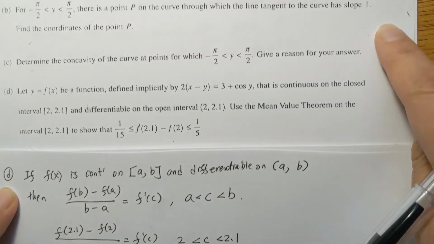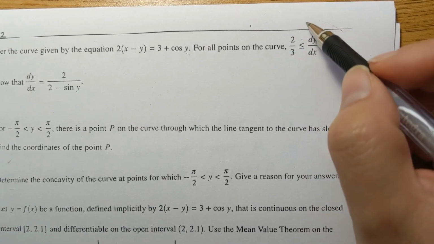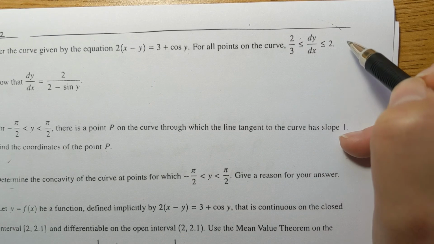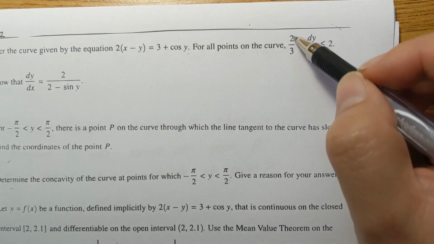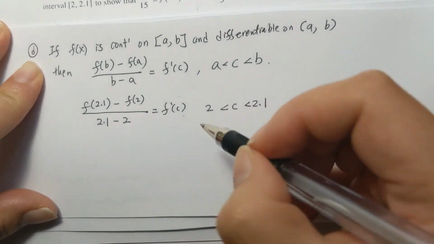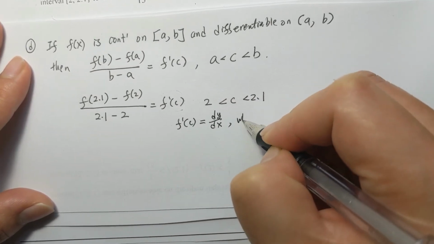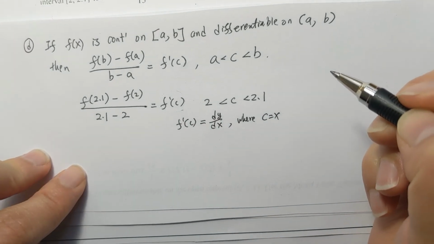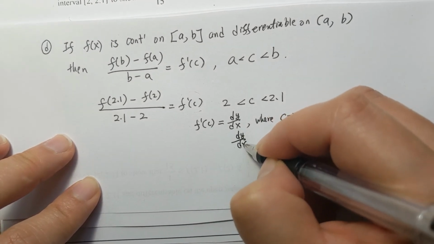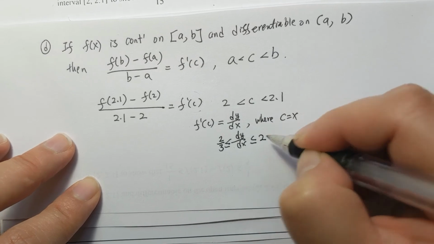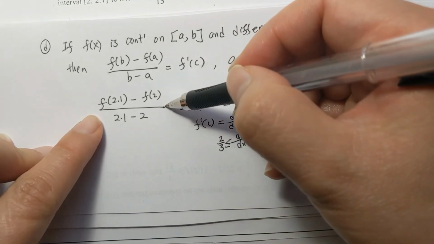So now let's take a look at the beginning. There's one more piece of information that you haven't used. Look at this part over here. This part caught our attention when we read the question. They gave us the range of the derivative. dy dx is between the 2 and 2. So over here, we say f prime of c, in fact, is the dy dx, where c equal to x. So now that means if I know dy dx is between 2 and 2, I can just say this part is between 2 and 2. Do substitution. Okay, this go in here.